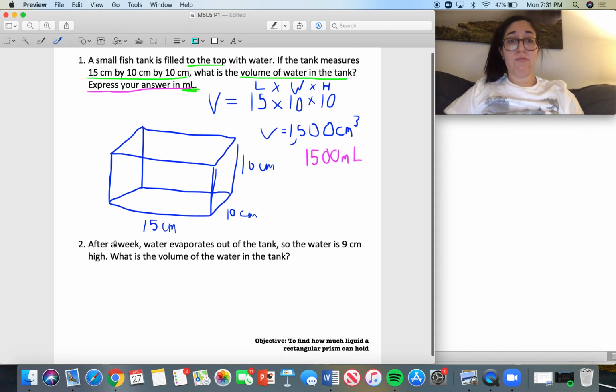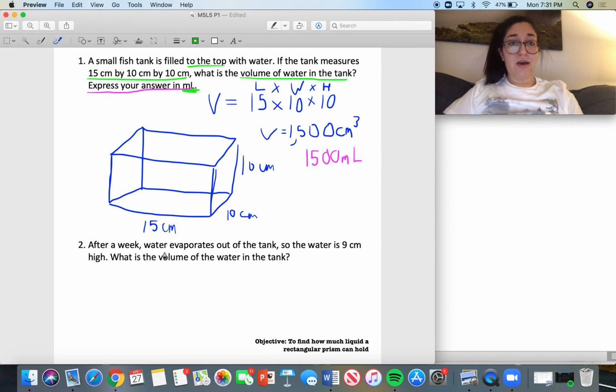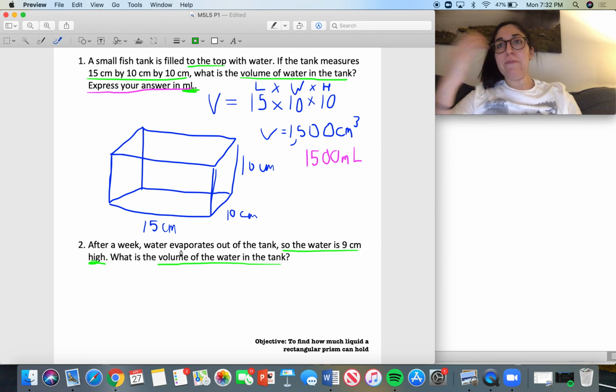So let's look at number 2. It says, after a week, water evaporates out of the tank. So the water is now 9 centimeters high. What is the volume of the water in the tank? So now we have a slightly different question. When we started, a small fish tank is filled to the top with water. After a week, some water evaporates out. Evaporates, remember, means goes back into the air, goes into a gas state, so it's no longer water in the tank.